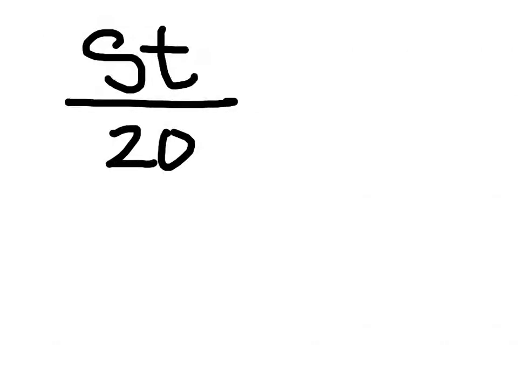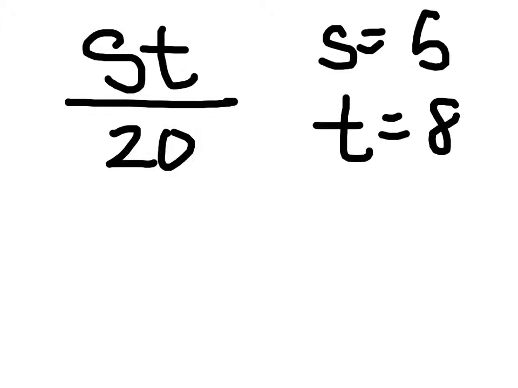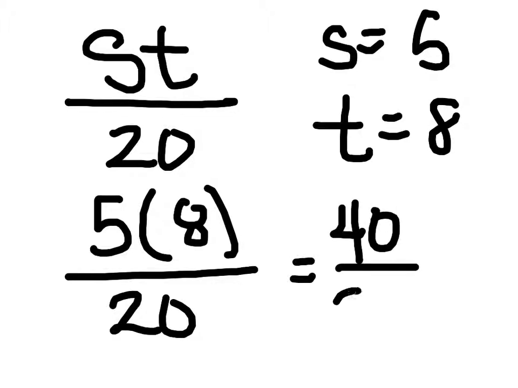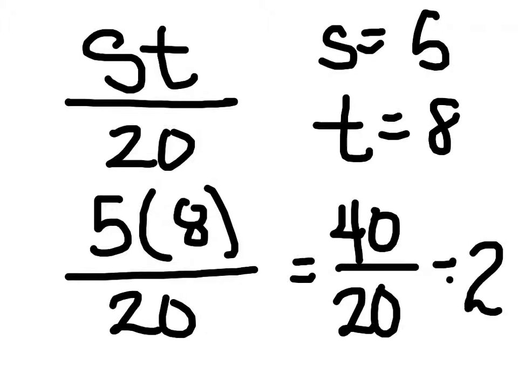So if I had st all over 20, and I was told s is 5 and t is 8, we're going to substitute those values in, the s and the t right next to each other. You learned earlier that two variables sitting next to each other just means multiplication. So we would have 5 open paren, 8 closed paren. That just means 5 times 8 all over 20. And using order of operations, we want to solve what's on the top and then simplify it. That fraction bar is a grouping symbol. And once we do what's on top and on the bottom, then we simplify it. So 5 times 8 is 40 all over 20, and 40 divided by 20 is 2.